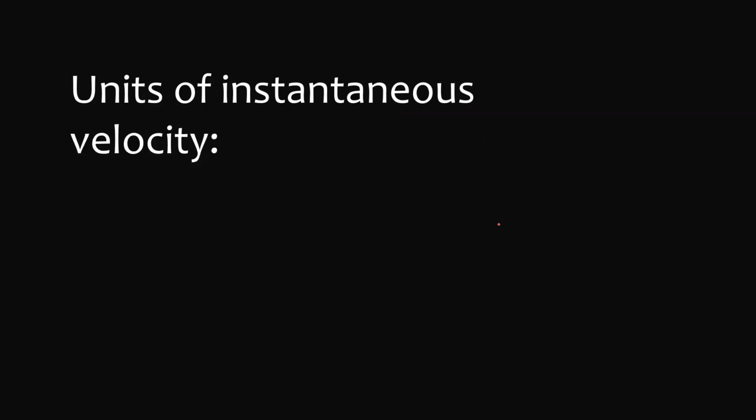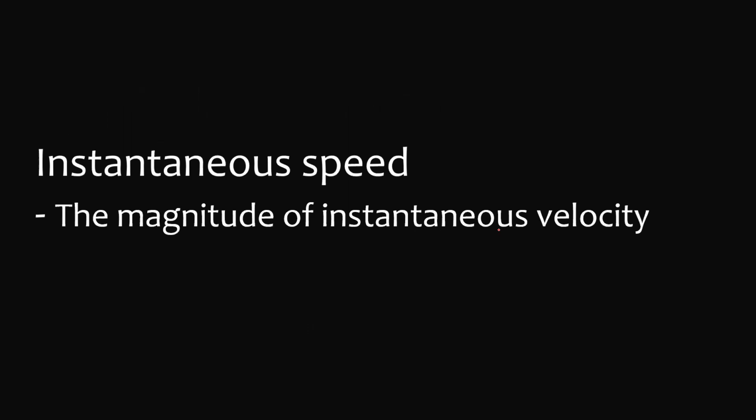So what are the units of instantaneous velocity? The unit of instantaneous velocity is a unit of length divided by a unit of time, or in SI units, meters per second. Instantaneous speed is the magnitude of instantaneous velocity.